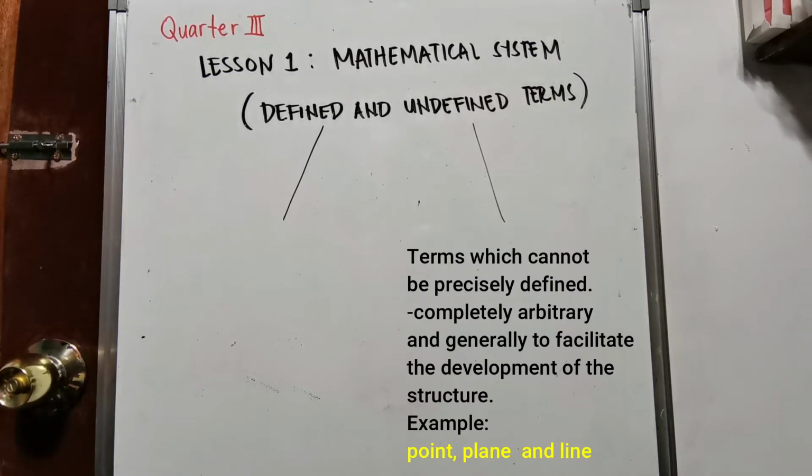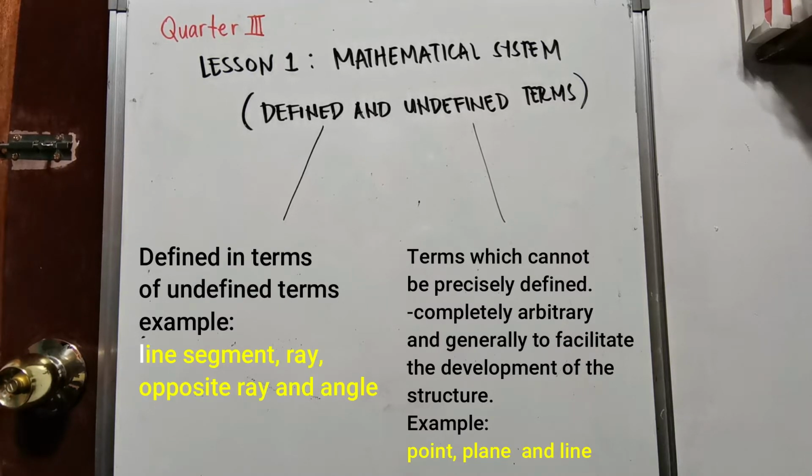And then when we say defined, that means we define the other terms of mathematical system in terms of undefined terms. Meaning, we can only define those terms using also the different examples of undefined terms like point, plane, and line. So, example naman ng defined terms natin: angle, line segment, ray, and opposite ray. So, let us discuss those examples one by one.